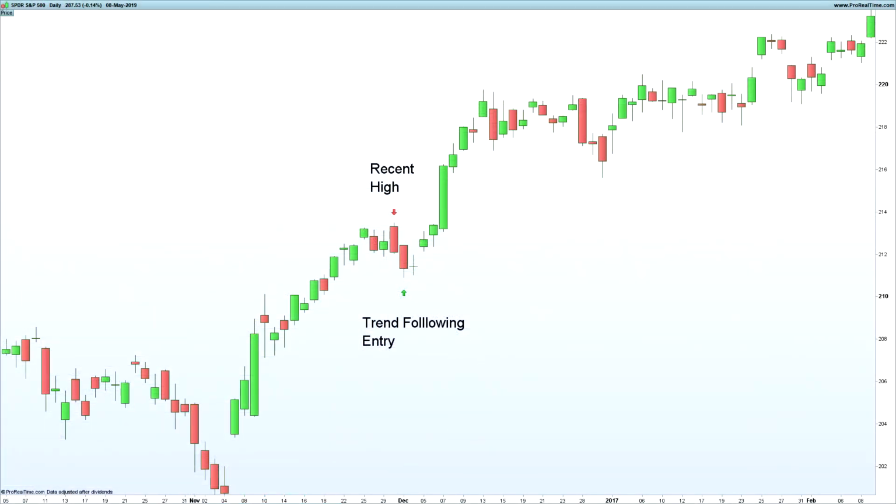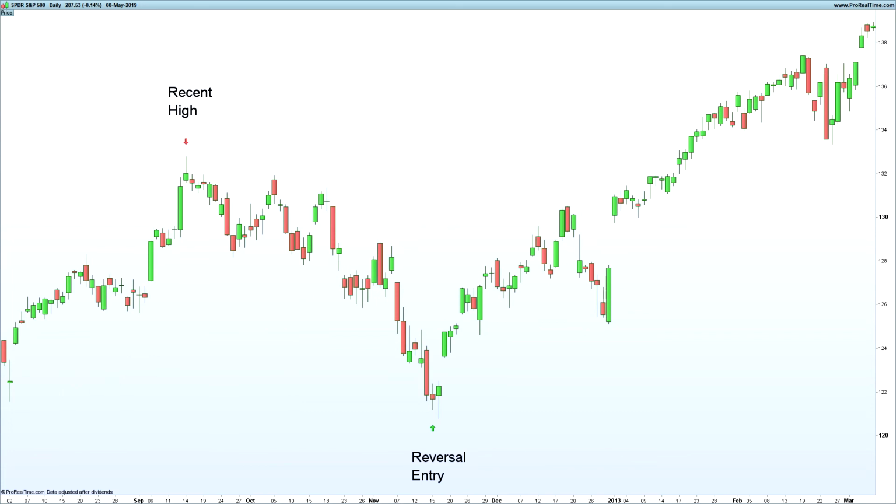So we all know these times when the market is strong, we expect the market to continue to be strong. However, once we've already had a fairly significant decline from a recent high, then we want to be switching to reversal entries. So we're going to have a higher criteria.